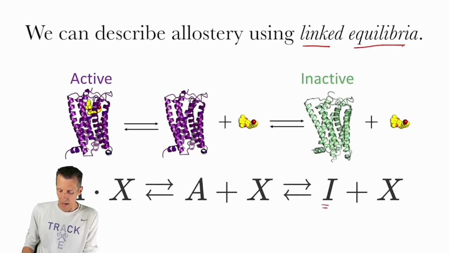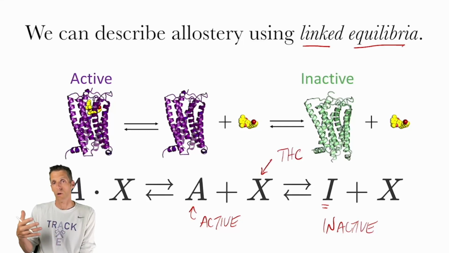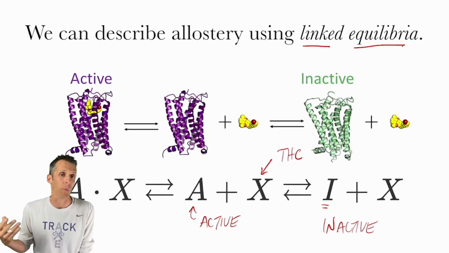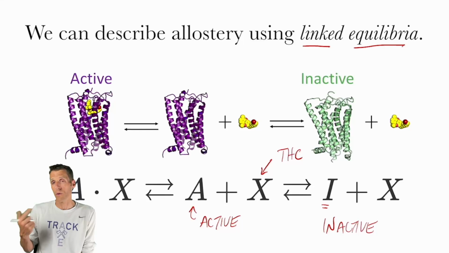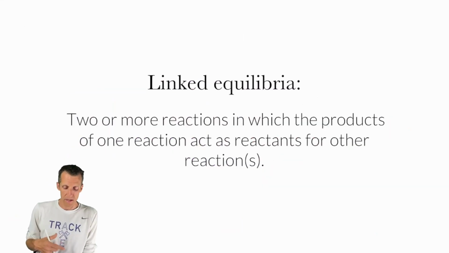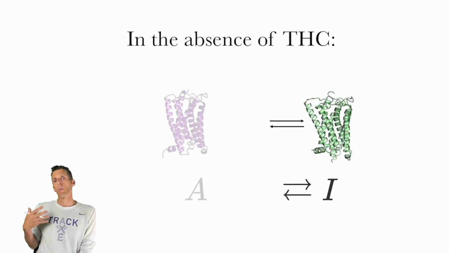So we're going to talk about I, which is our inactive form. We're going to talk about A, which is our active form. And then we're going to talk about X, which for this particular receptor is THC, but it's whatever small molecule binds and activates this receptor. All right, so now let's walk through what happens with these linked equilibria. Here I have the definition: it's two or more reactions where the products of one reaction are reactants for the other. So that's the definition. Okay, so let's think about what's happening in the system.